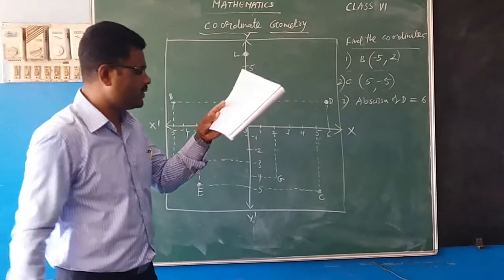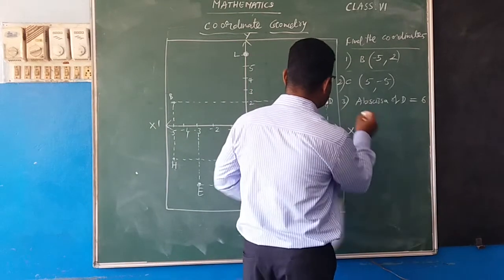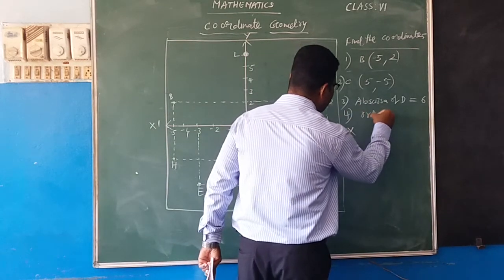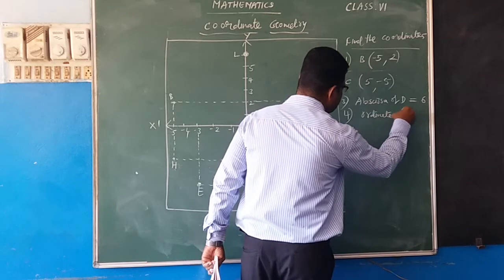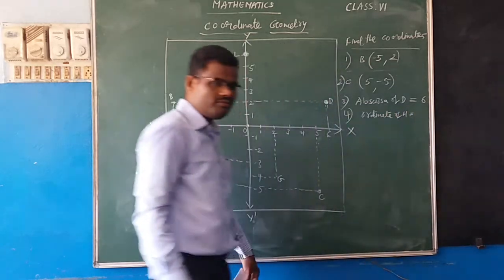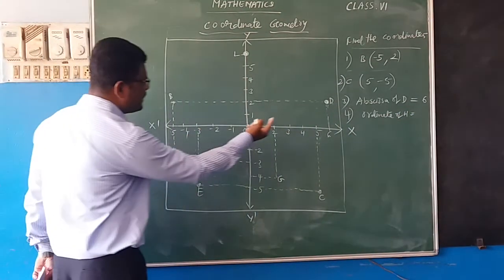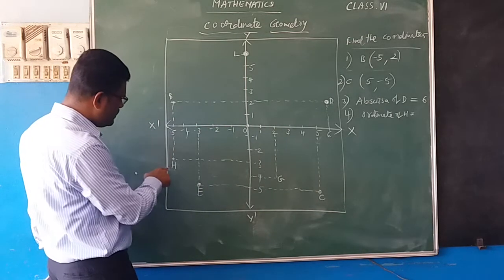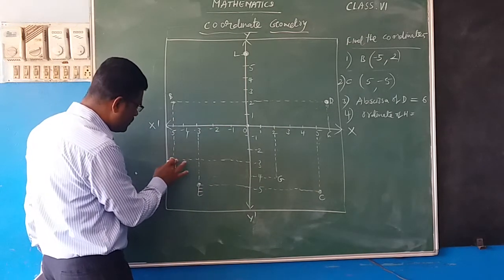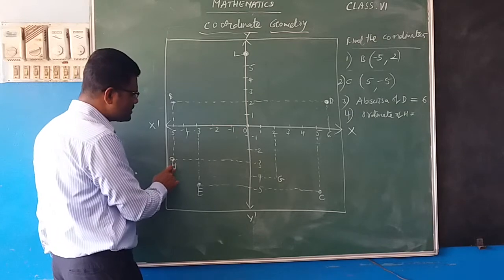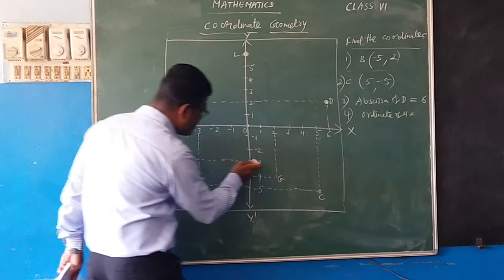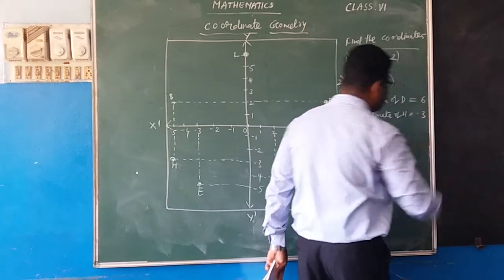Next question is C. The ordinate of H. What is the meaning of ordinate of H? Where H touches the y axis. This is the point H. Where it touches the y axis. This is the y axis. Where it touches, minus 3 is the answer.